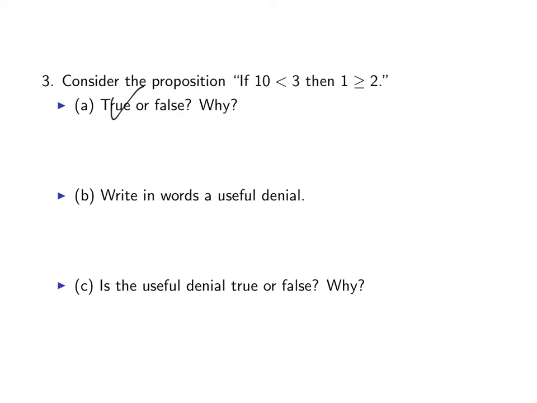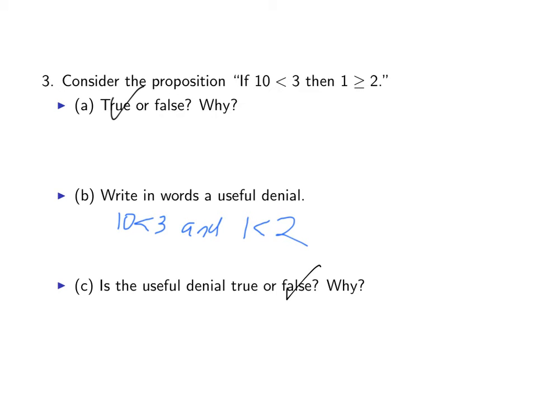Now, as I said, a useful denial would look like this: 10 is less than 3, and the denial of 1 bigger than or equal to 2, which is that 1 is less than 2. And the useful denial is, of course, false, because, okay, it's true that 1 is less than 2, but 10 is definitely not less than 3, and the only way that an AND statement can be true is if both parts of it are true, and although this one's true, this one's false, so the useful denial in question is false. And it better be false, right?